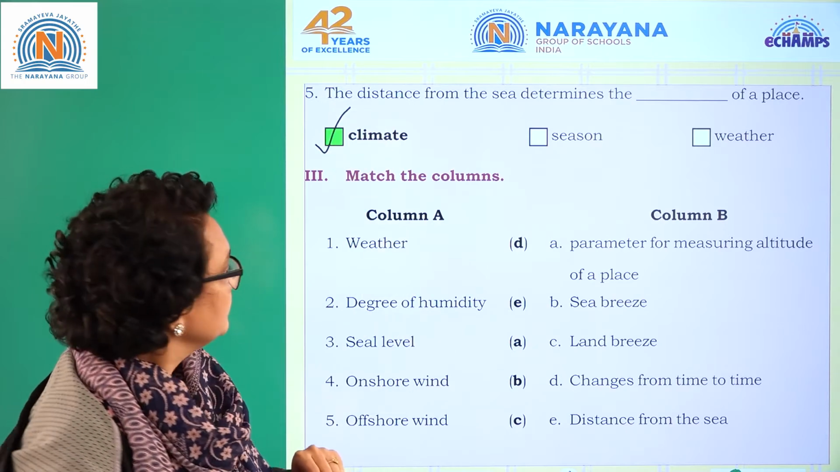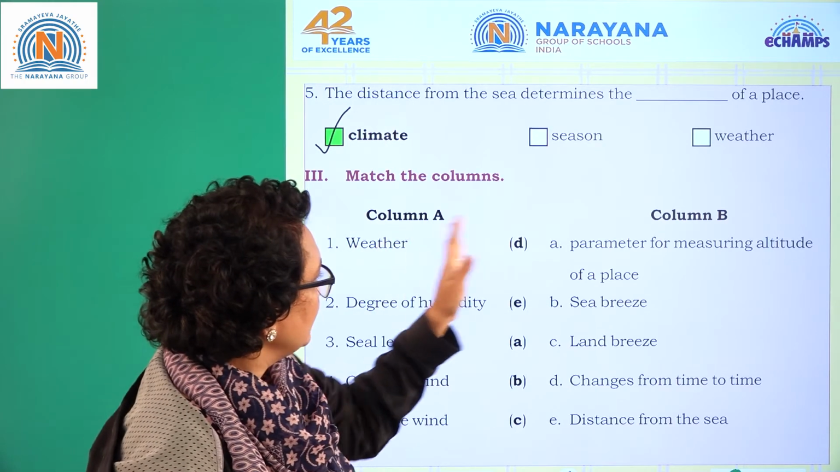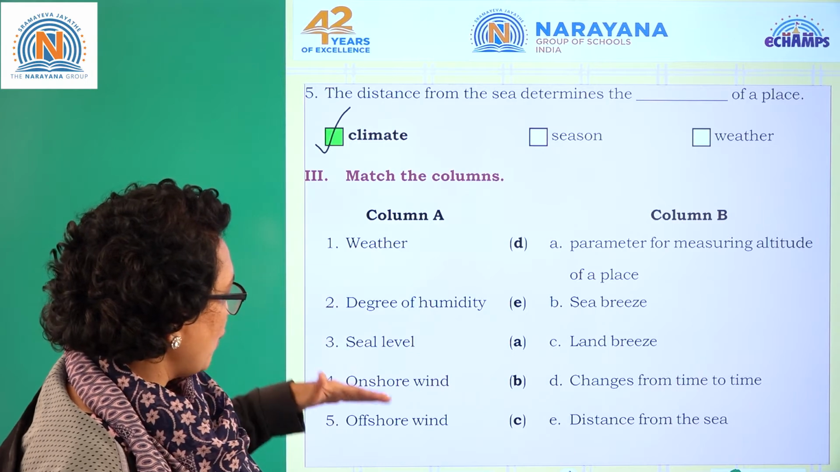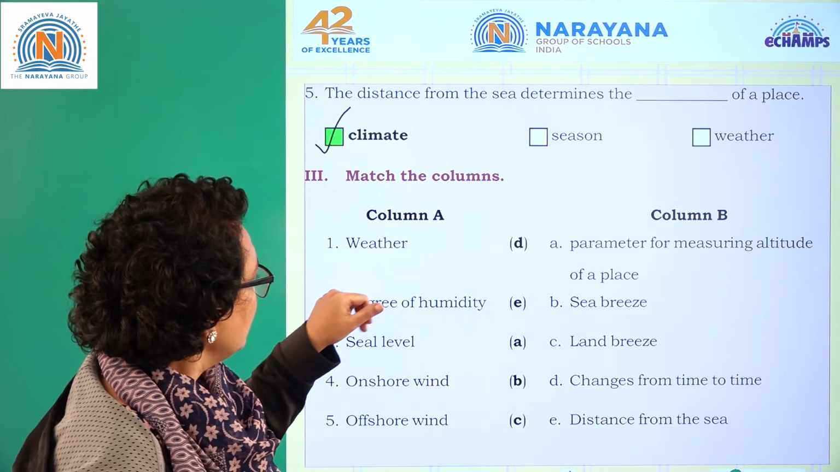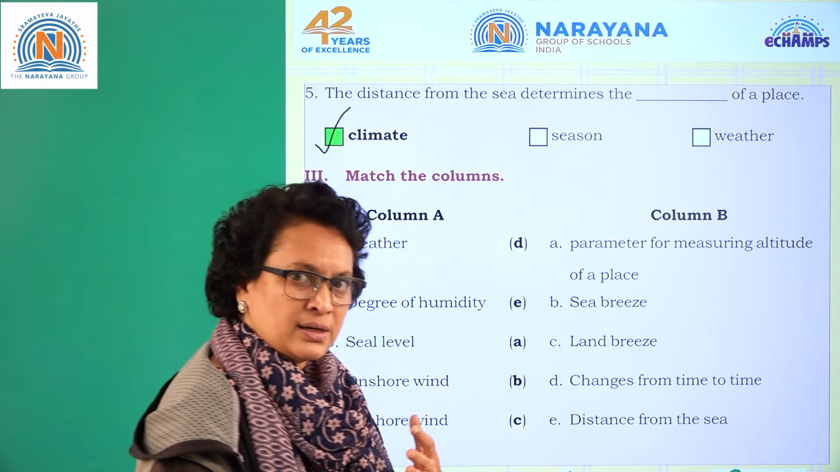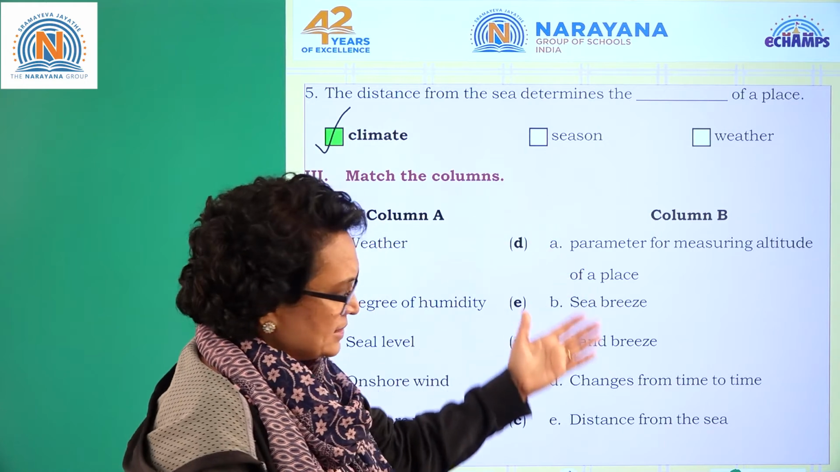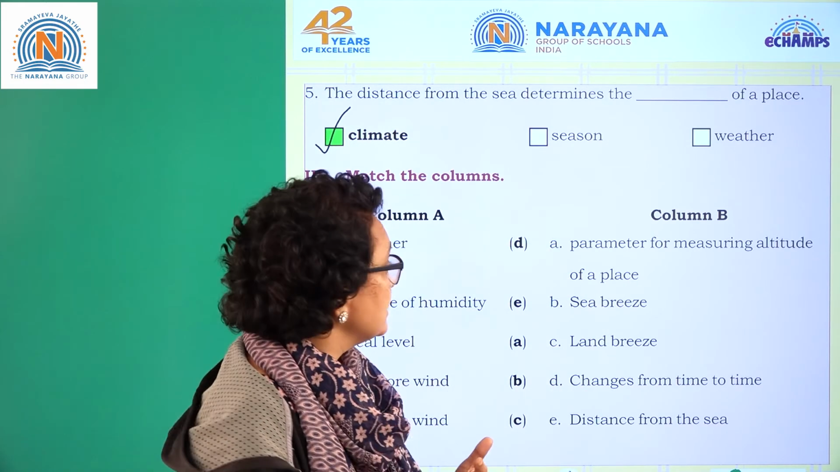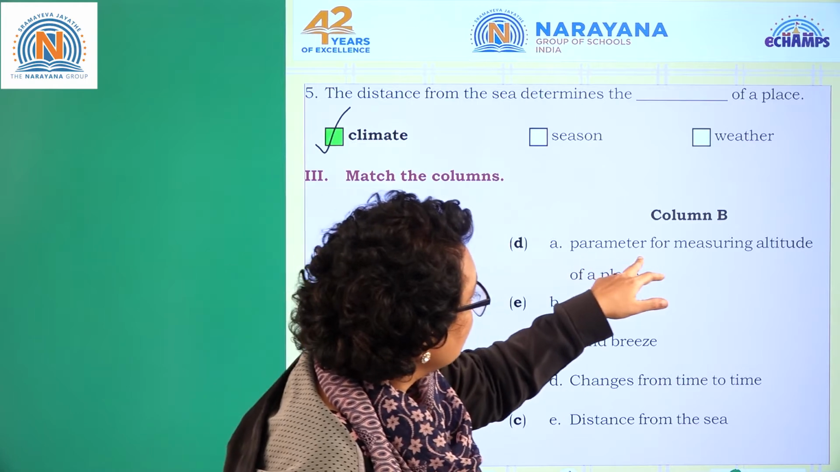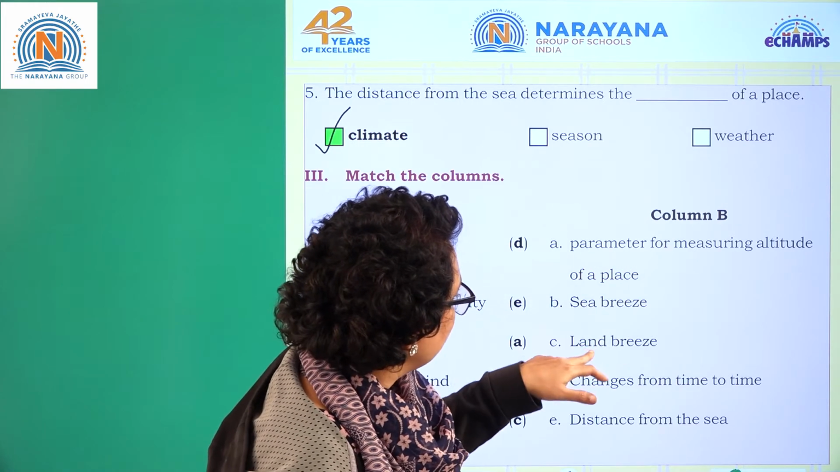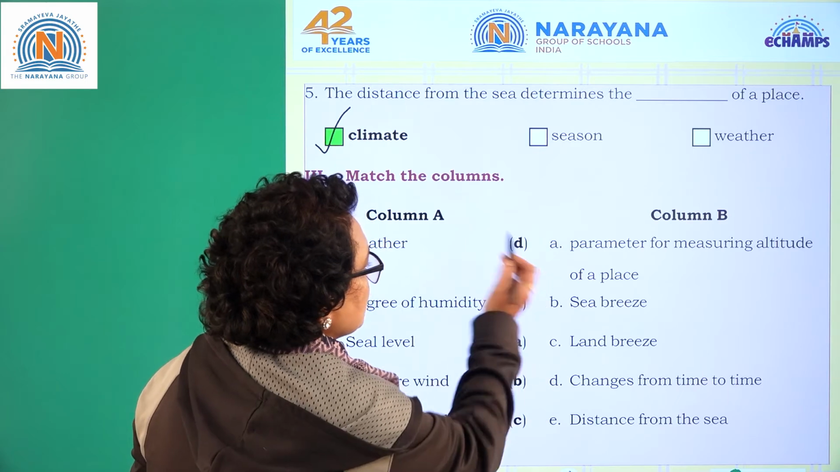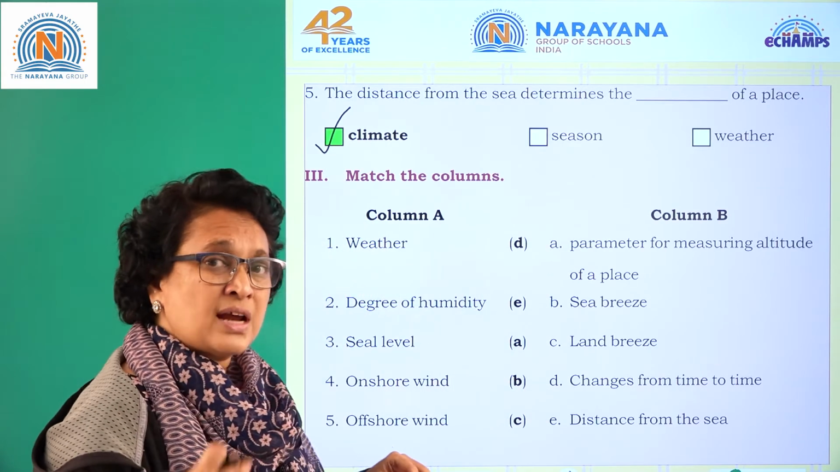Clear, children? Now match the following, column A and column B. Weather, degree of humidity, sea level, onshore wind, offshore wind. Weather changes frequently. Let's see the options: parameters for measuring altitude of places, sea breeze, land breeze, changing from time to time, distance. So D is the answer. Weather changes from time to time.